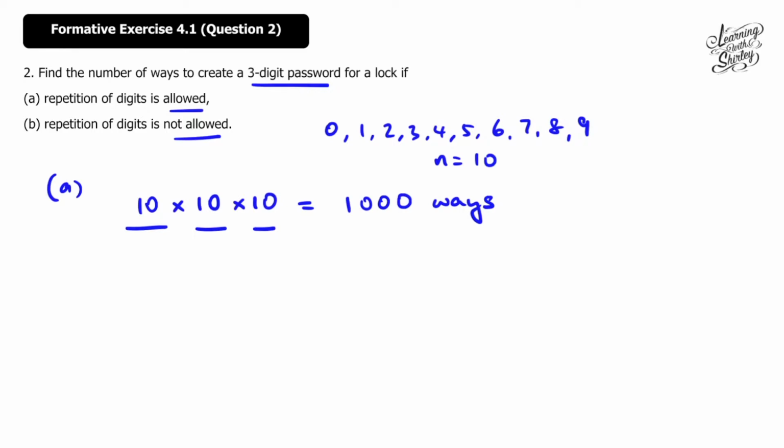Okay, now let's solve for B. What if repetition of digits is not allowed? First I'm going to draw 3 spaces here. For the first place, there will be 10 ways, which means from 0 to 9.